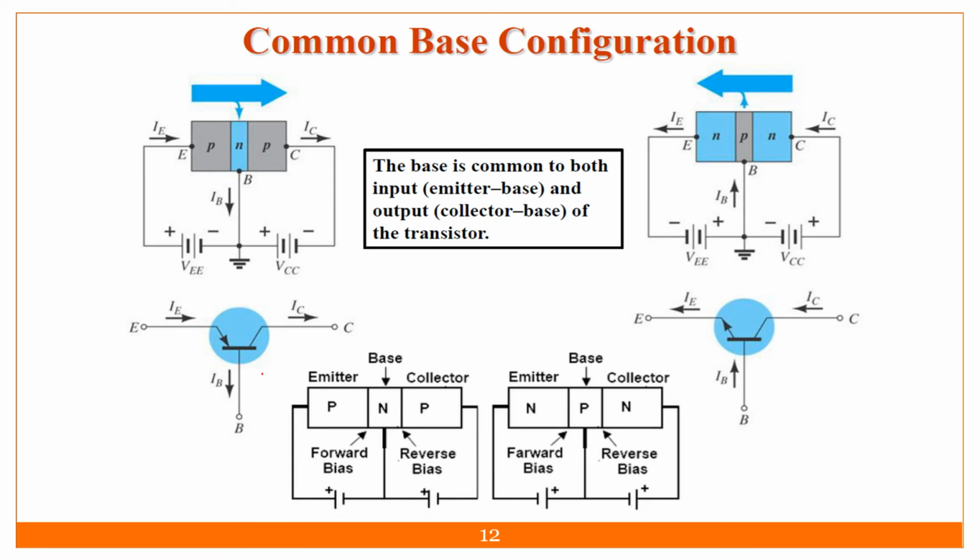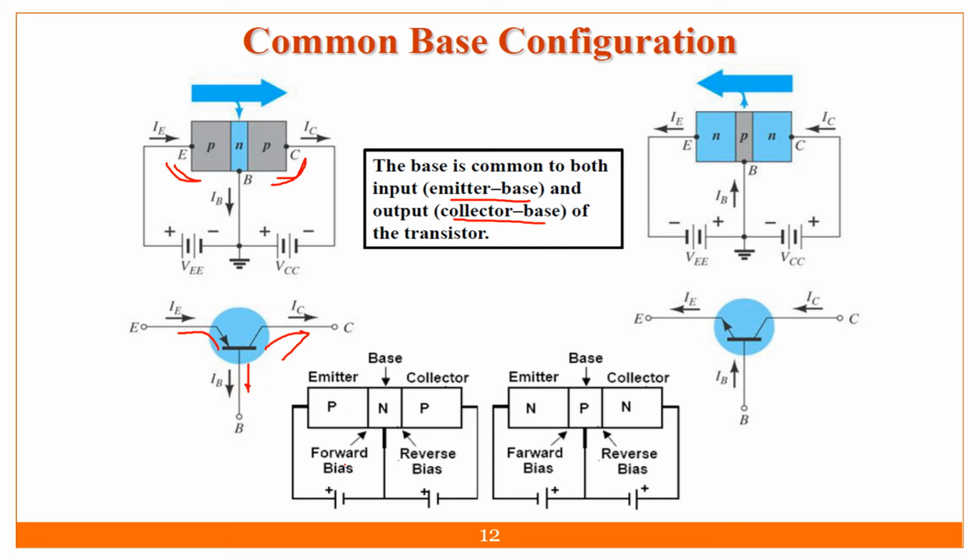Then the common base configuration we will see. In the common base configuration, the base is common with respect to the emitter terminal and the collector terminal. Normally my base is common to the emitter base and collector base junctions. So the symbol is like this, because current is coming like this and current is going, IC over here and IB over here. So the diagram is like this.